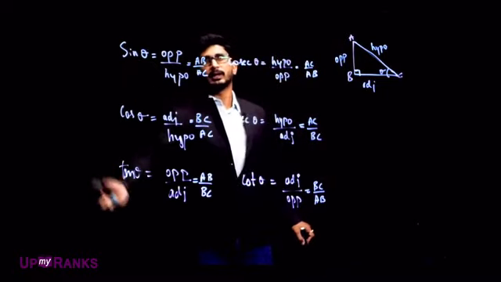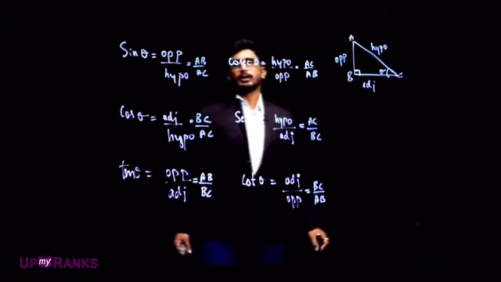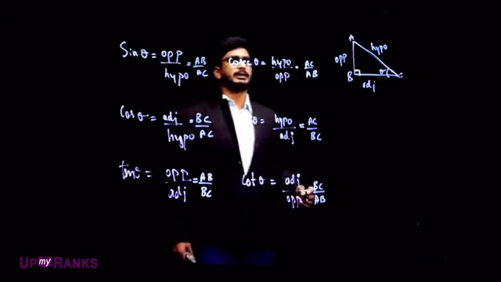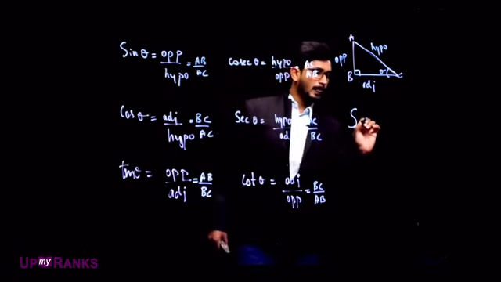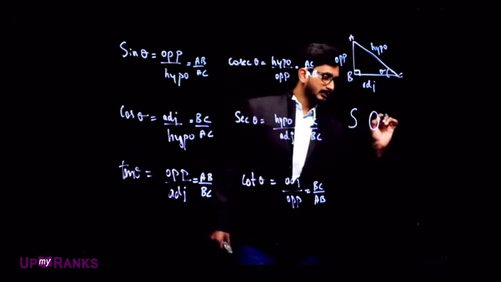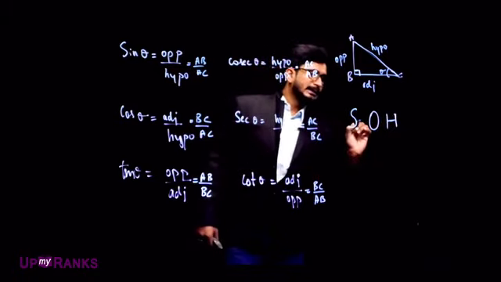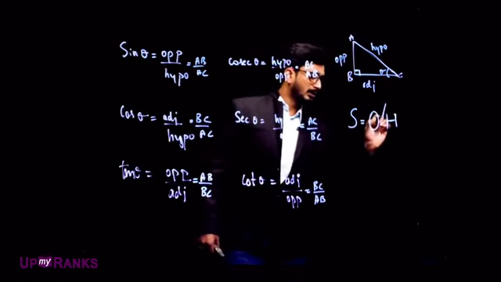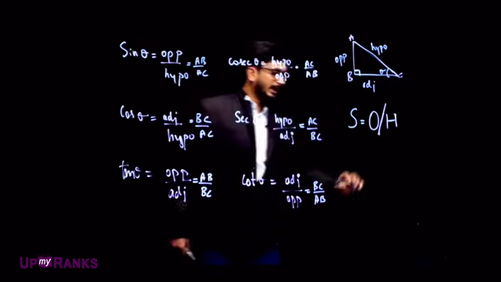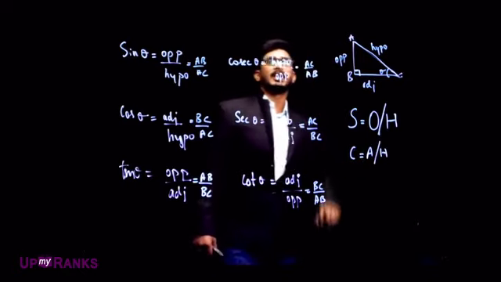If you know these 3 things, you can write the other things. The shortcut way of remembering is like this: SOH. So sin theta is equal to opposite by hypotenuse. Then I write CAH. So cos theta is equal to adjacent by hypotenuse.